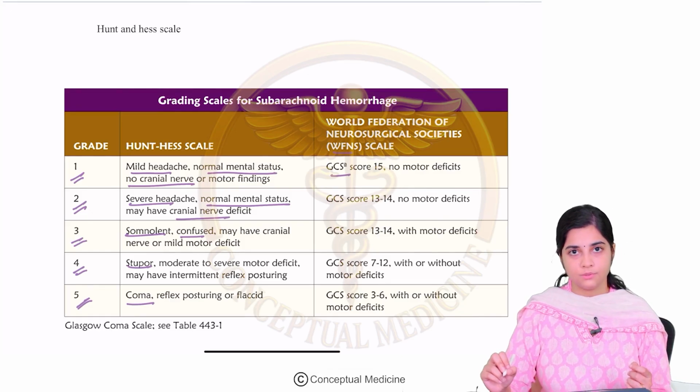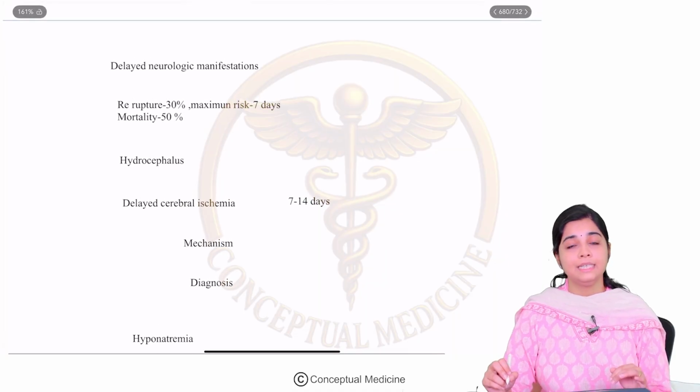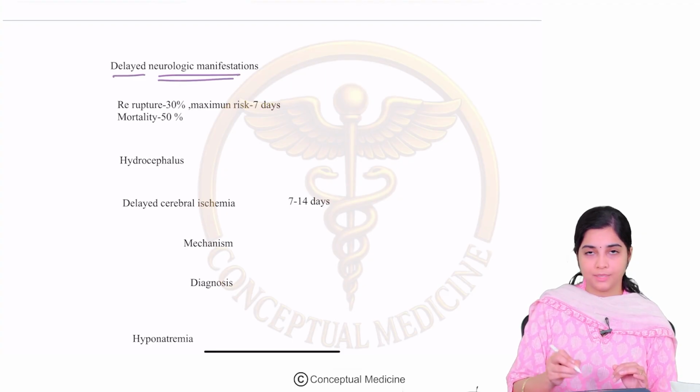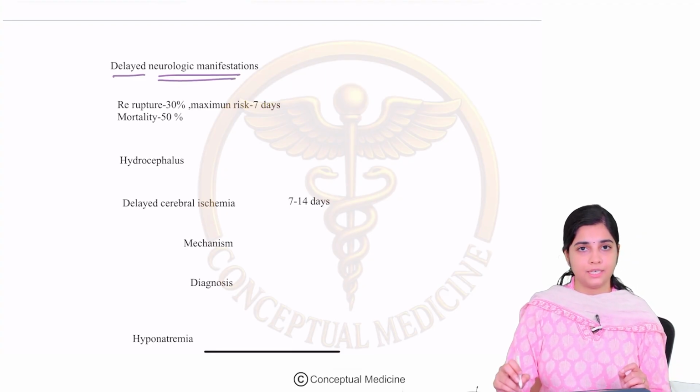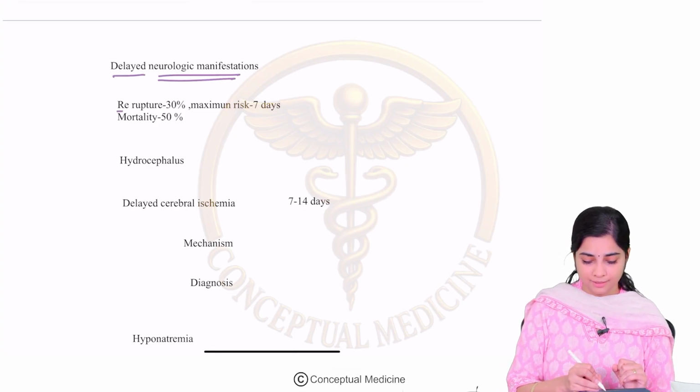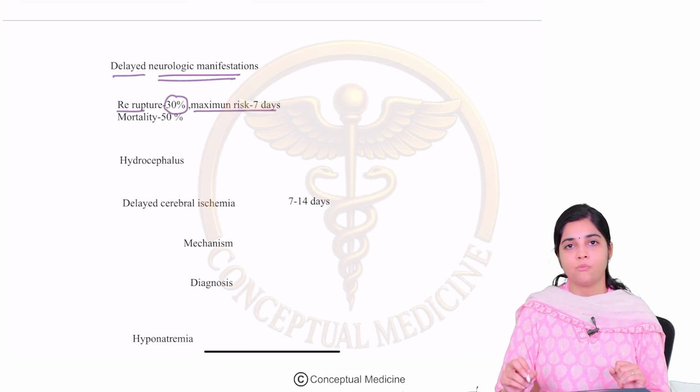Based on the results, you can score them into different types. What are the delayed neurological manifestations? So when we speak about delayed neurological manifestations, especially in a patient with SAH, there are a large number of them. Always remember there is a risk of re-rupture, and this risk is around 30%, which is maximum at the end of 1 week.